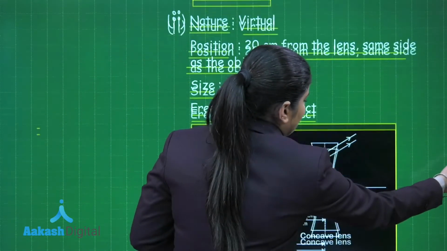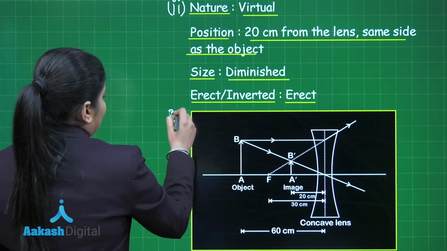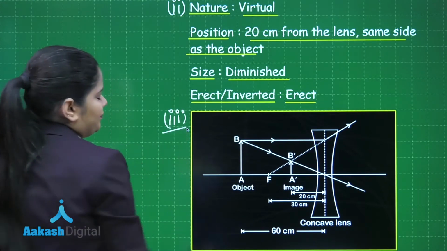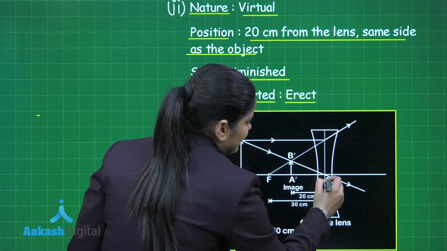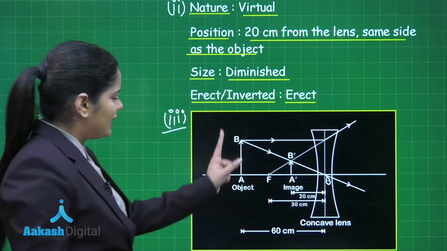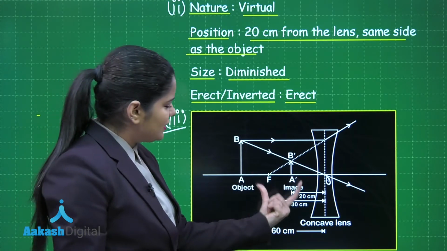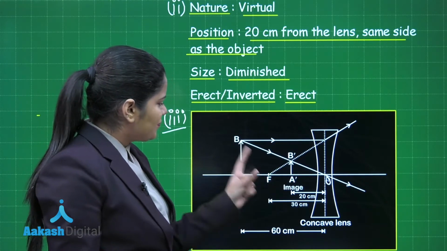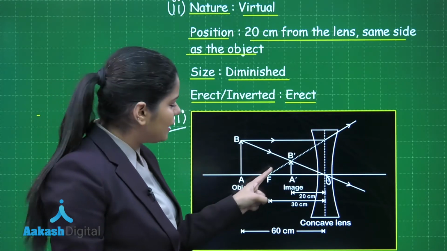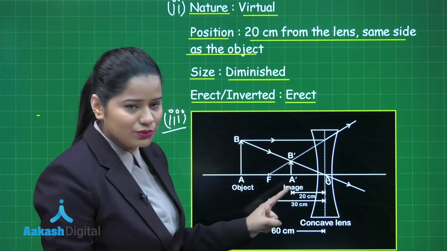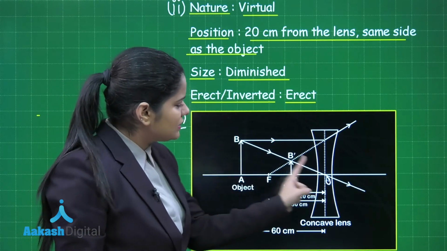Further, in the third part of the question, you need to draw the ray diagram to justify your answer. So here, this is the concave lens, this is the optical center of the lens. Now, the object is placed at a distance of 60 cm. This is the focus. So, this is the focal length, which is 30 cm. This is a ray that is parallel to the principal axis, so it will appear to be coming from the focus after the refraction through the lens. And this is a ray that is passing through the optical center, so it goes undeviated.